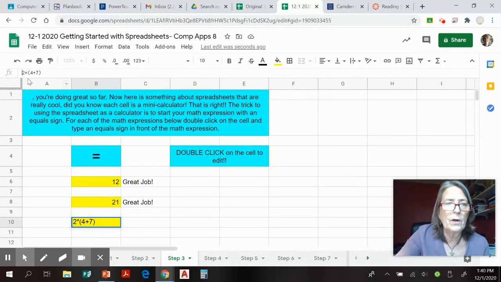Go up, put an equal sign. Again, see how I'm always working up on the command line up here? It's easier to edit what you're doing or to delete, and enter.